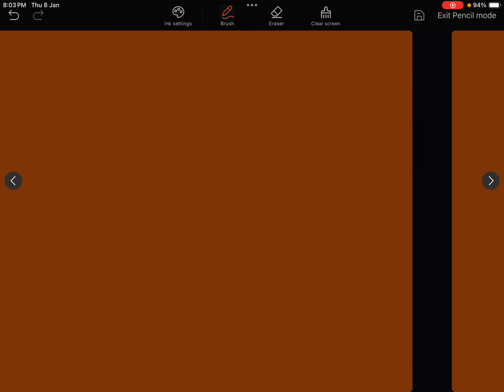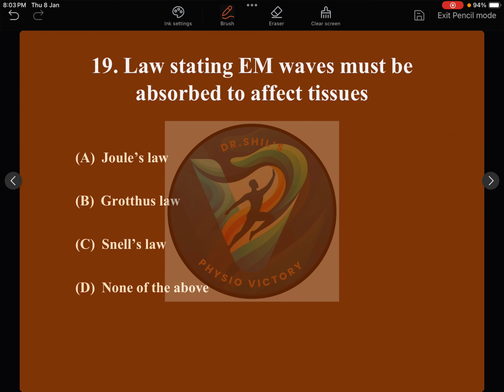Next, come to question number 19. Law stating EM or electromagnetic waves must be absorbed to affect tissues. Option A, Joule's law. Option B, Grotthuss's law. Option C, Snell's law. Option D, none of the above. So here the correct answer is Grotthuss's law. Grotthuss's law states that photochemical effects require absorption of light energy.